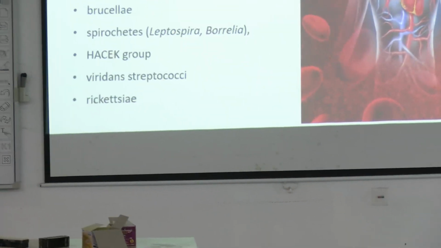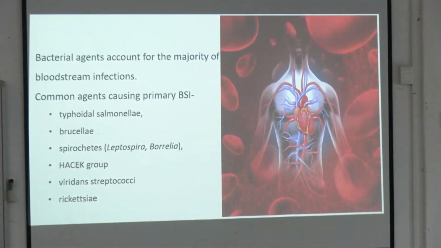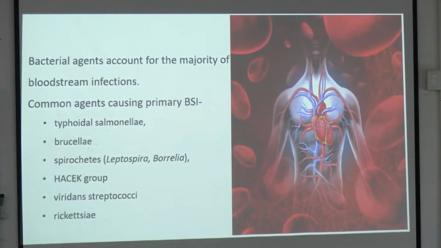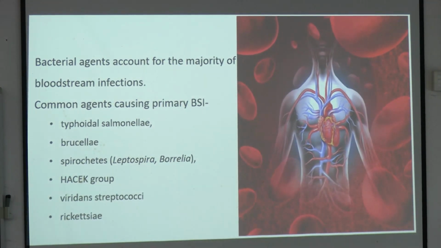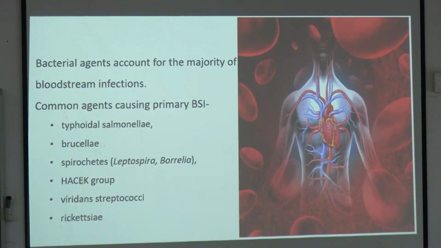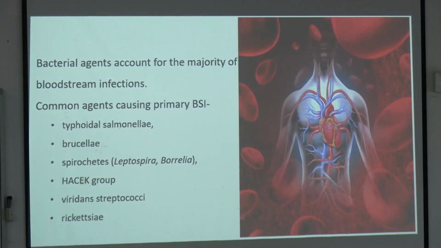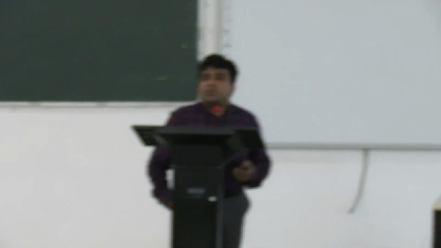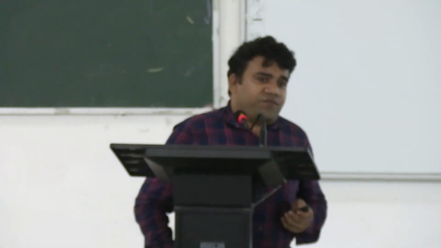If we look at the organisms causing primary bloodstream infections, the organisms would include typhoidal Salmonella causing enteric fever, Brucella causing brucellosis, Leptospira and Borrelia causing leptospirosis and borreliosis respectively, a group of bacteria, virulent streptococci, and finally, last but not the least, the rickettsial infections.